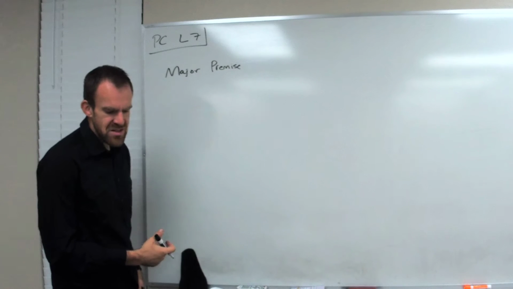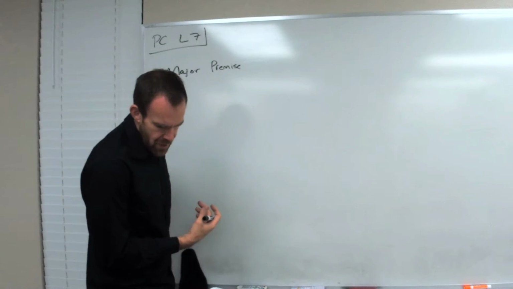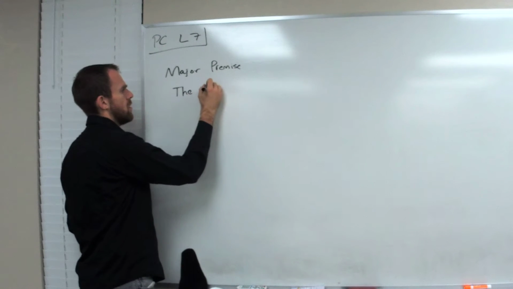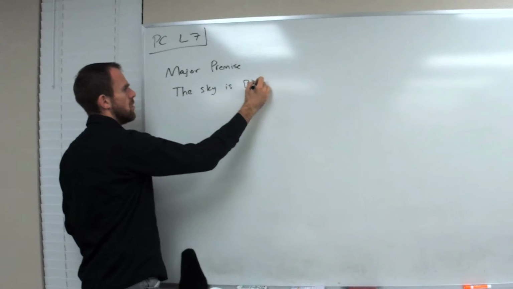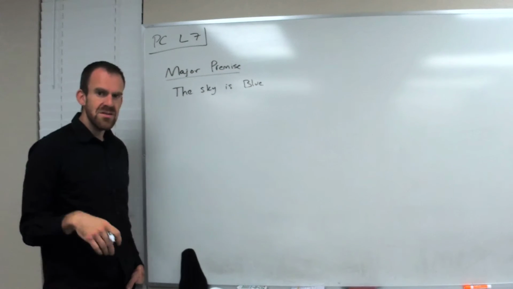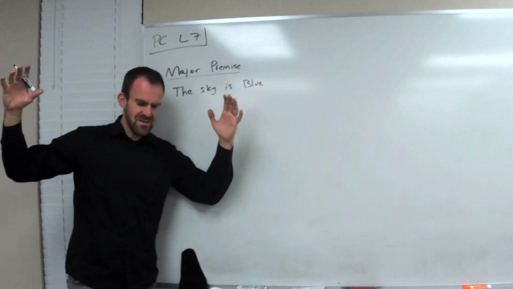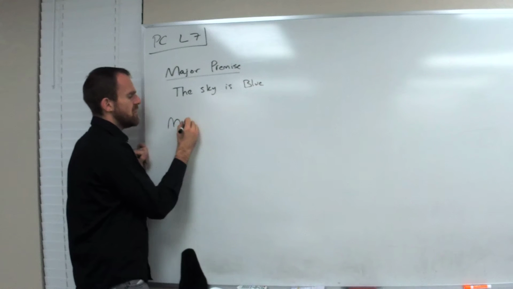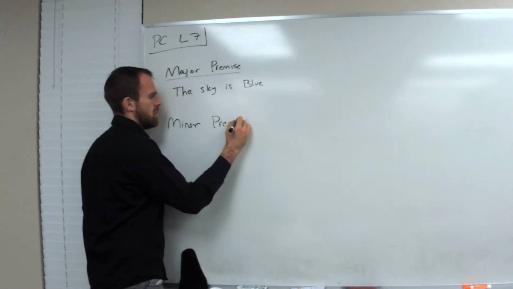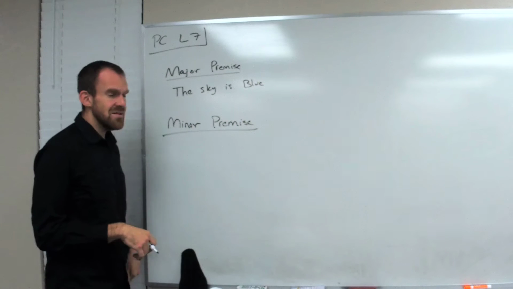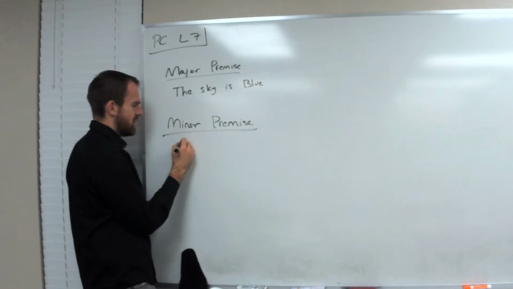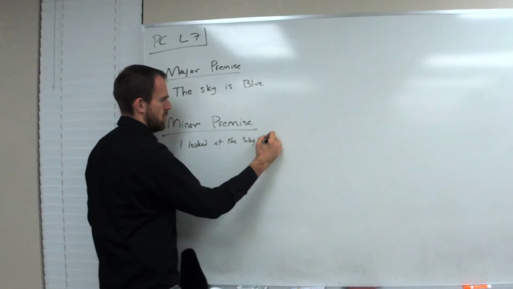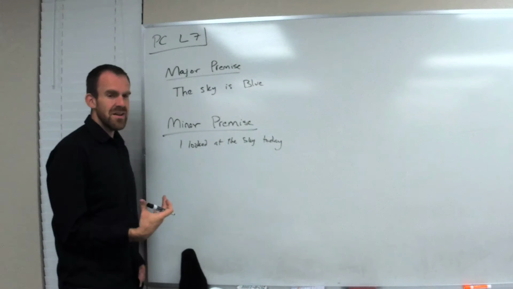So, a major premise could be so easy. It could be as simple as the sky is blue. Okay, so we go from a general case to something specific. That's our minor premise. And so I'll say, I looked at the sky today. What is a valid conclusion from this?